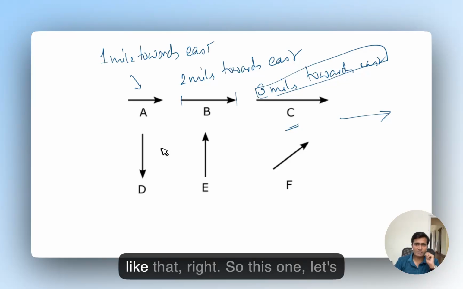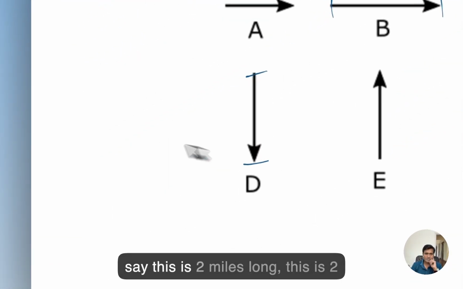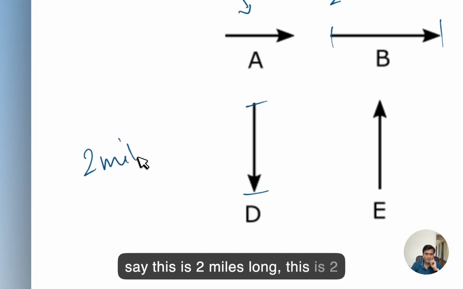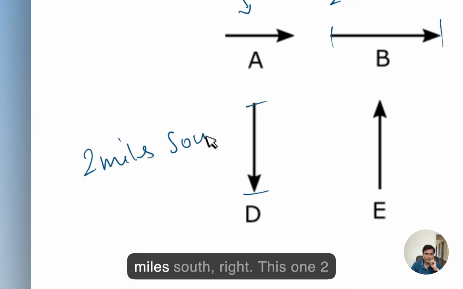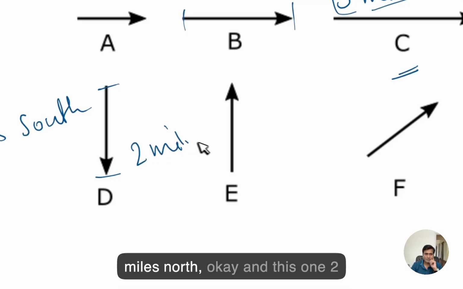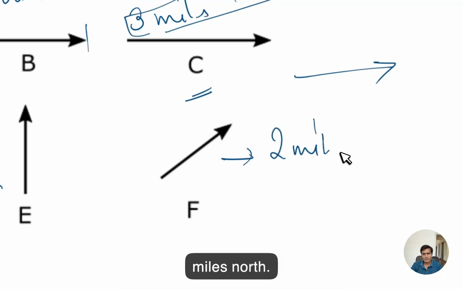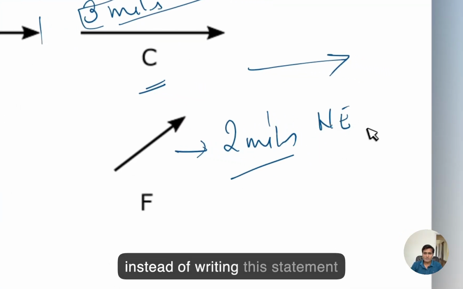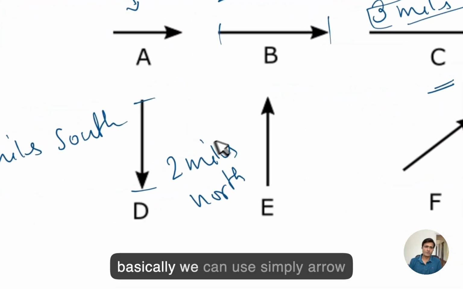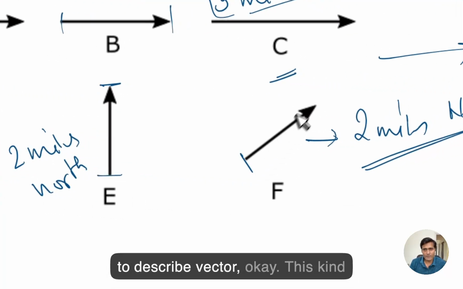You add them up, subtract them like that. So now this one, let's say, is 2 miles long. This is 2 miles south. This one, 2 miles north. And this one, 2 miles northwest. So instead of writing this statement, we can simply use an arrow to describe a vector.